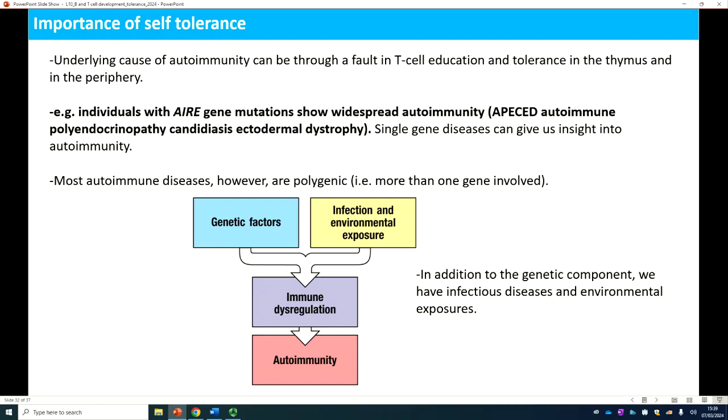So we can start to see the importance of, let's say, that particular gene in tolerance and autoimmunity. Now, having said that, the majority of autoimmune diseases are not down to one gene. They actually tend to be polygenic, so there are several inputs from a variety of different genes in developing autoimmune diseases. But not only that, we have to factor in the environment as well. So there are various environmental exposures as well as infections, and that can all factor in together with the genetic factors, and this can result in dysregulation and autoimmunity.